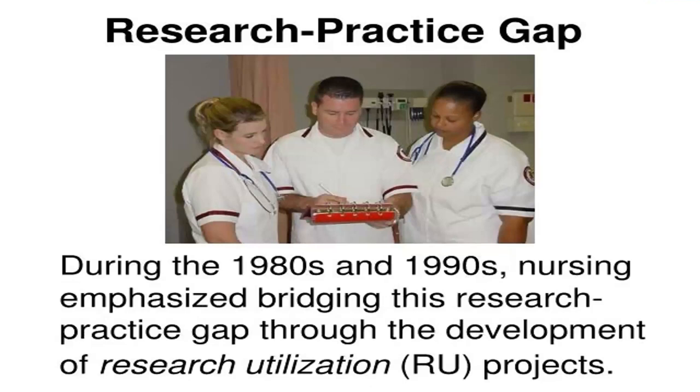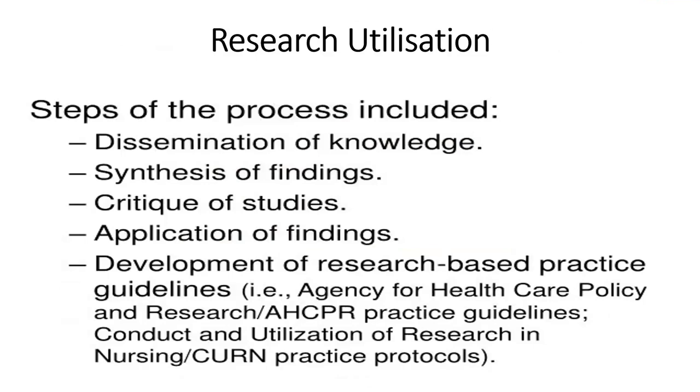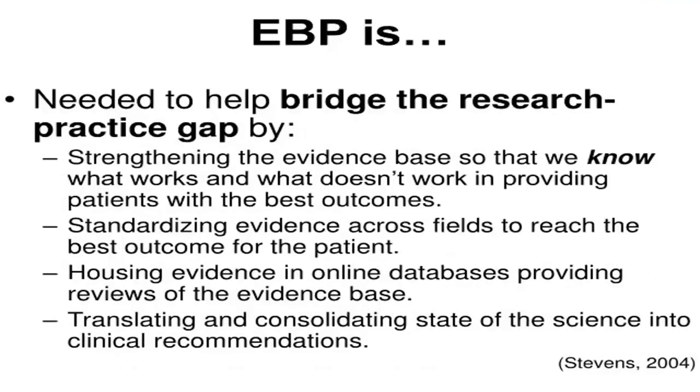During the 1980s and 1990s, nursing emphasized bridging this research-practice gap through the development of research utilization projects. These projects have certain steps, which include dissemination of knowledge, synthesis of findings, critiques of studies, application of findings, and development of research-based practice guidelines. So that is the research utilization project. And evidence-based practice is strengthening the evidence base so that we know what works and what does not work in providing the patient with the best outcome. Then standardizing this evidence across the field to reach the best evidence to the patient, housing evidence in online databases, providing reviews of the evidence base, and then translating and consolidating the state of the science into clinical recommendations.